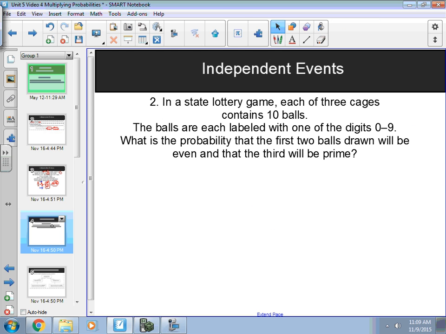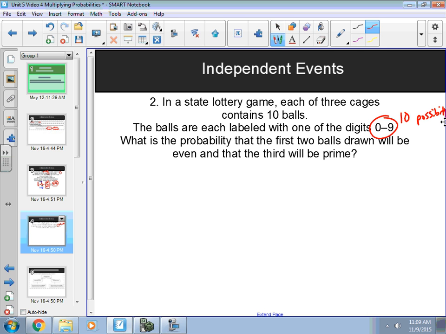Okay, let's try another one. It says in a state lottery game, each of 3 cages contains 10 balls. The balls are each labeled with one of the digits 0 through 9. What's the probability the first 2 balls will be even and the third will be prime? Well, if the balls are 0 through 9, if we include 0, that's 10 possibilities. And so we got 10 different choices, so our total each time is going to be 10.